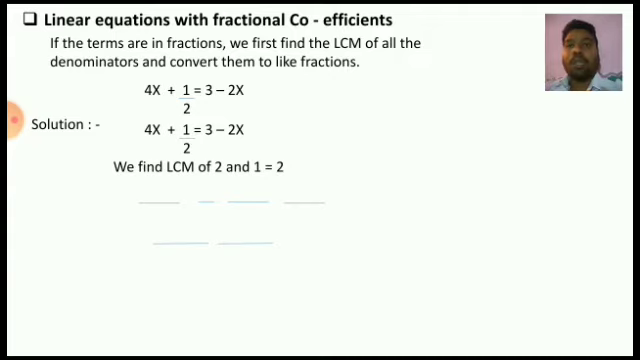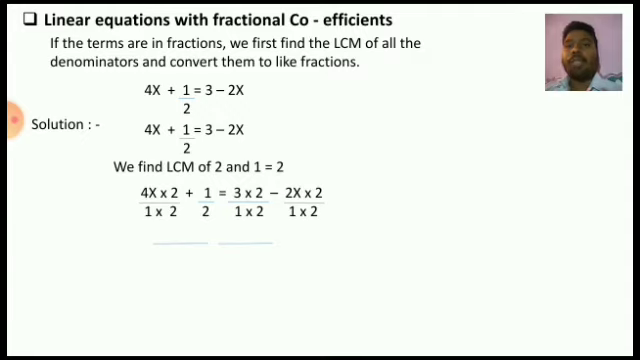So we have to make all the denominators equal, so we multiply 4x divided by 1 by 2, both numerator and denominator. We multiply 4x into 2 and 1 into 2. We write 1 divided by 2 as it is. We multiply 3 divided by 1 by 2, both numerator and denominator, and we also multiply 2x divided by 1 by 2. We multiply 2x by 2 and 1 by 2, so that we get this step.